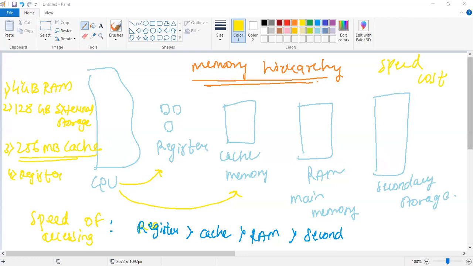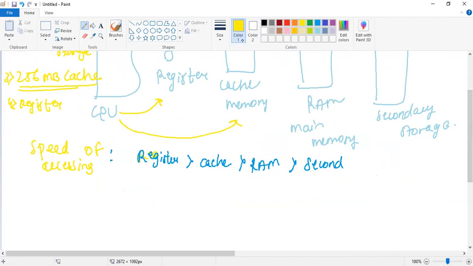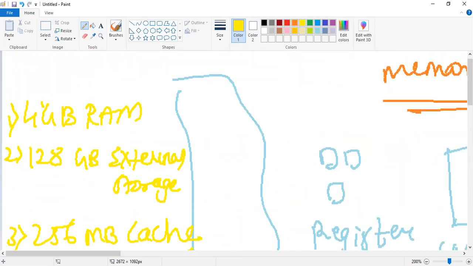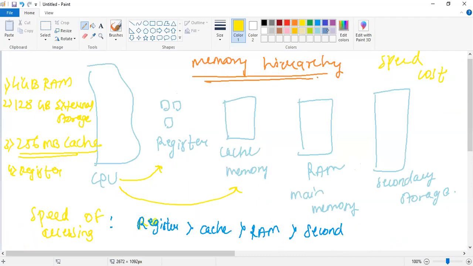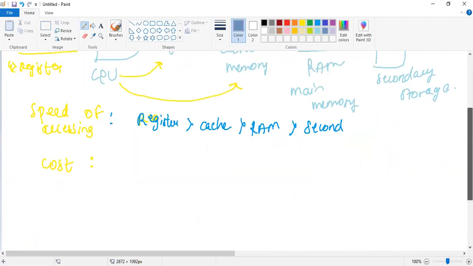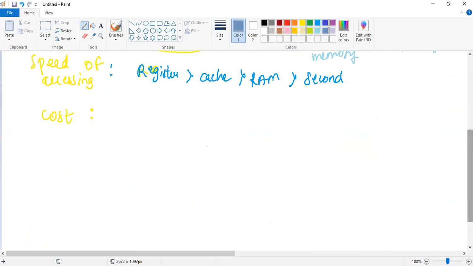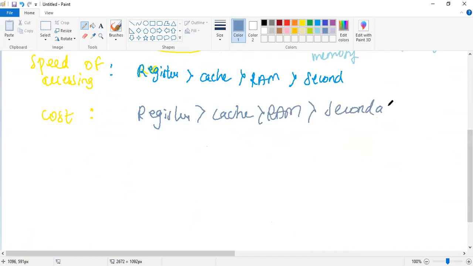See why this is so? Because if we observe the cost also, the cost of register is very high. Why is this so? Because the CPU can access register very fast. Therefore, the cost goes from register, cache, RAM, and secondary storage. So in your mobile phone, you have more secondary storage, then RAM, then cache, then registers.